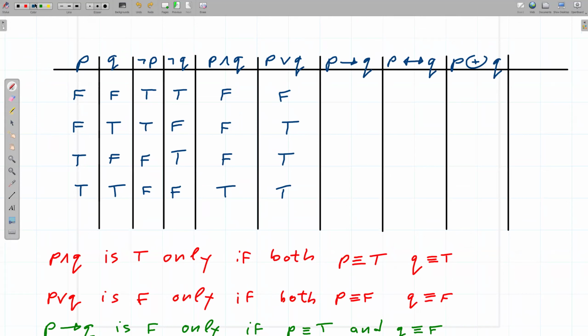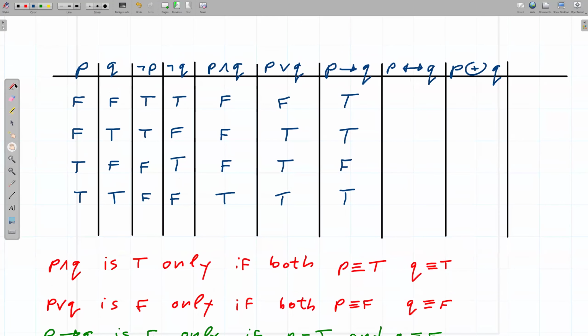So P implies Q will be false only when P is true and Q is false. So here in the third line, it will be false. If I didn't promise anything, I should not keep any promise. So in both of these two cases, P implies Q gets a truth value of true. And if I promised something and kept my promise, then my promise was true.